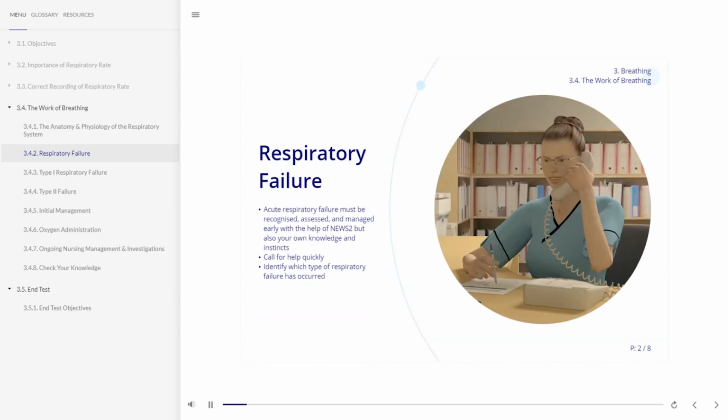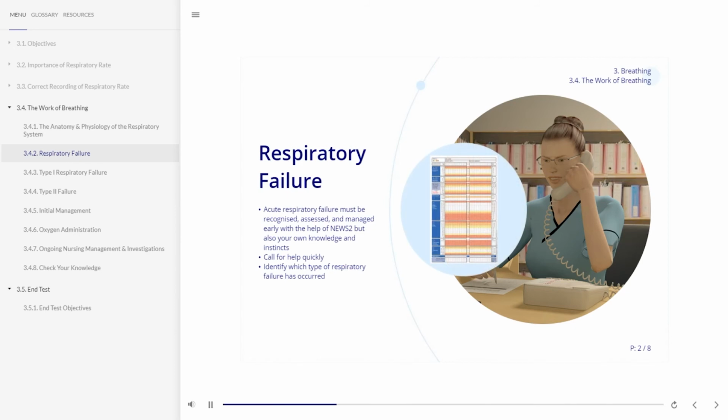If acute respiratory failure is not recognized and treated early, it is likely to be fatal. Early warning score charts should indicate to you that there is a problem, but your own knowledge and instinct can also alert you to a problem. Treating acute respiratory failure needs a multidisciplinary, collaborative approach, and help must be called quickly. It is important to identify which type of respiratory failure has occurred, as this will dictate the intervention and treatment for the underlying cause.